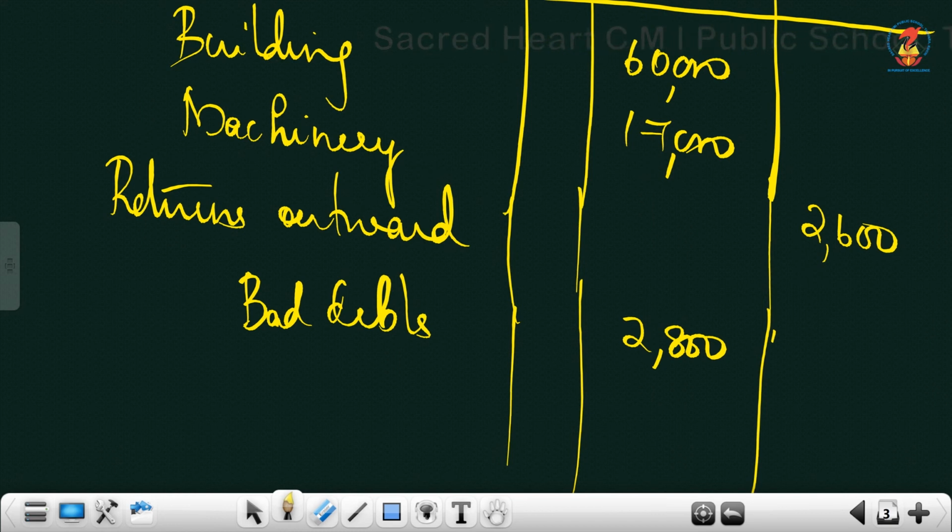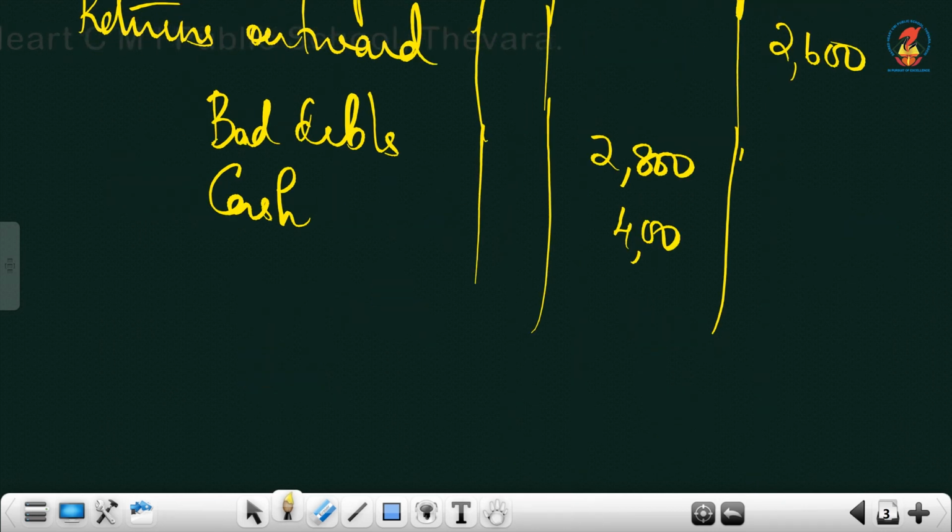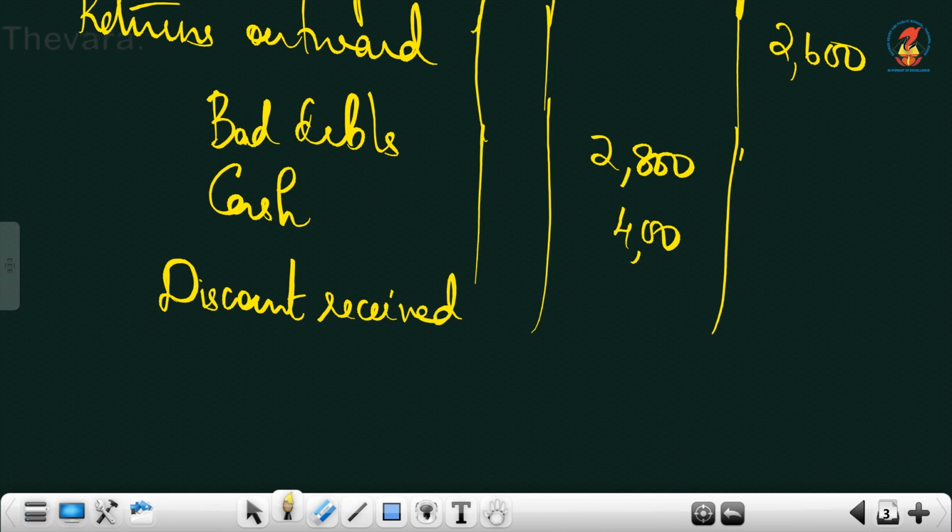Then the next one, cash. Cash is an asset, you all know that. So, it is having a debit balance, cash of 400. So, only so much you need to learn from this chapter. Discount received is there, that we discussed already, that is an income, and incomes will be having a credit balance. Incomes and liabilities will be having a credit balance. So, this should come in the credit column.